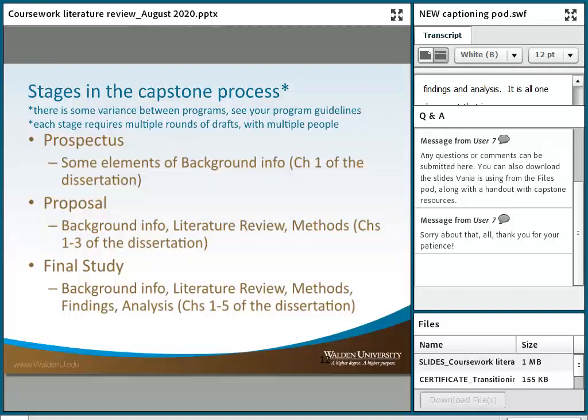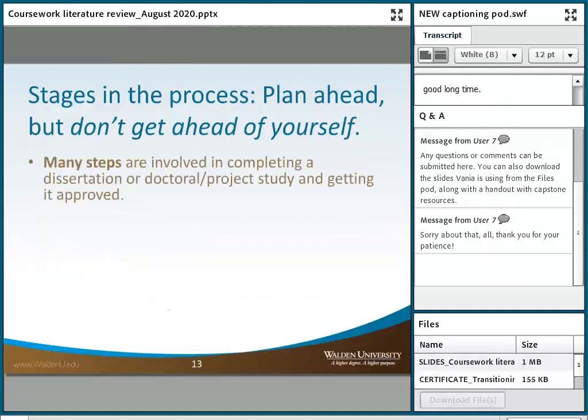The final study then is where you take those first 3 chapters. You're going to be tweaking them a little bit as you move into your final bit, and then you're going to add your findings and your analysis. So it's all one document that slowly morphs into this final study, right? Your prospectus morphs into your proposal morphs into your final study. So this is just more guidance on how this is just one paper that will be with you for a good long time as you continue to hone it.